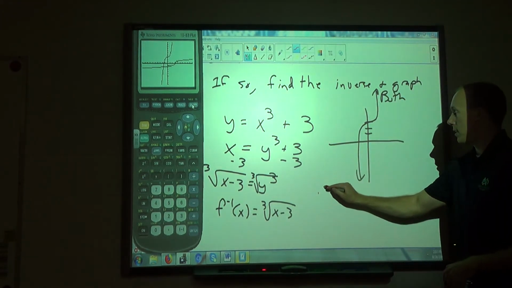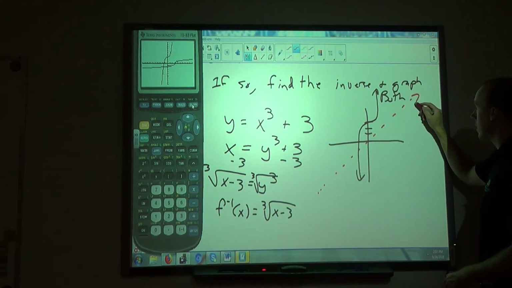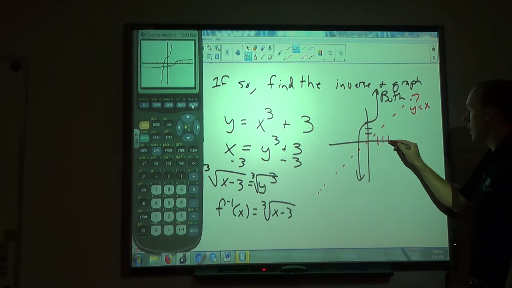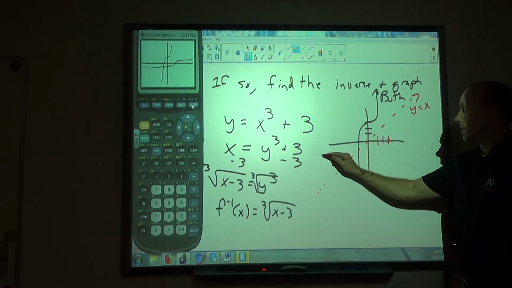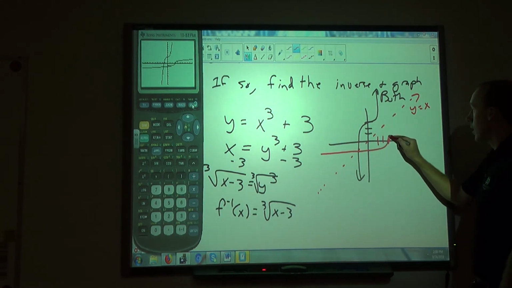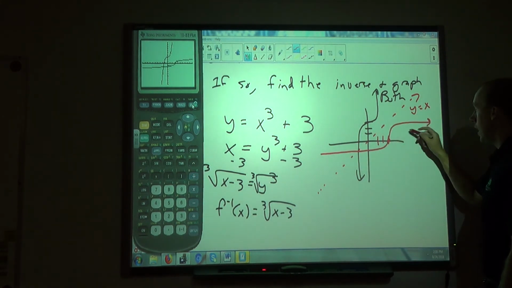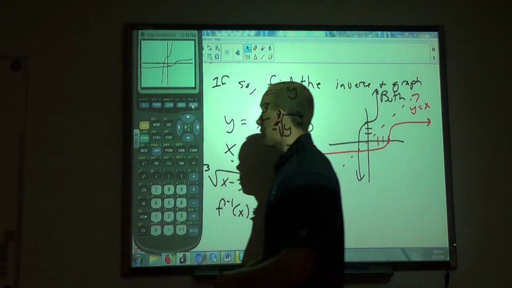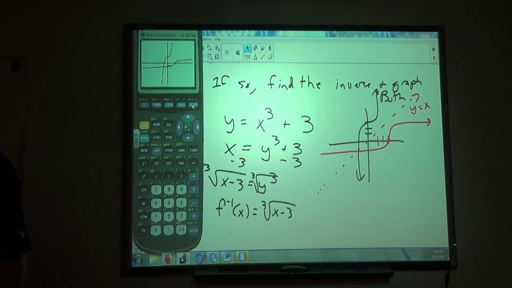Okay, so it crosses the line y equals x, because inverses always do that, and then this would cross here at 3, and it looks like it's going to come through here, come up like this, and again it should be the same distance from that line y equals x. Questions on that? And that right there is the review.